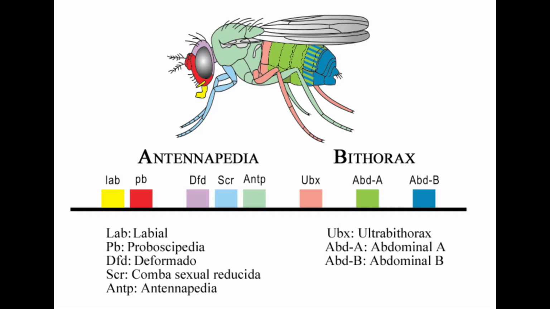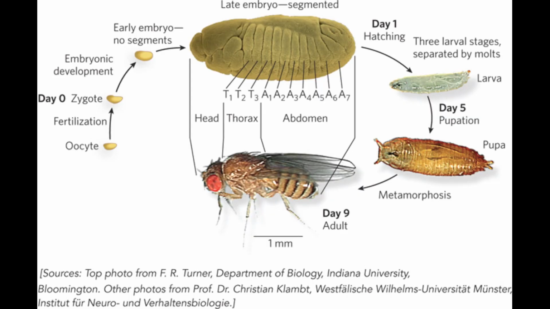For fruit flies, they only have 8 Hox genes, and these Hox genes are separated into 2 clusters. The first cluster has 5 genes, and the second cluster has 3. The fruit fly larva initially has 17 segments.